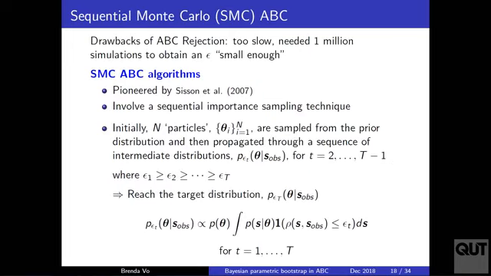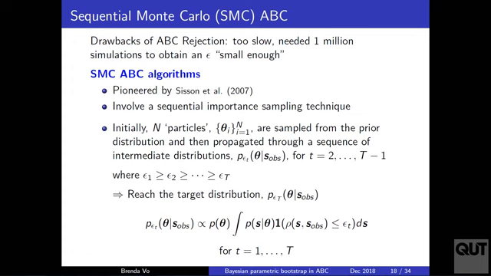So the thing that I prefer is the SMC ABC rather than the ABC rejection. The ABC rejection is parallel, but it's very slow, and it needs a large number of simulations. SMC ABC was pioneered by Scott Sisson in 2007 in that paper, and until now there are a lot of different versions of SMC ABC, but here I just give a summary. Basically, it involves sequential importance sampling techniques.